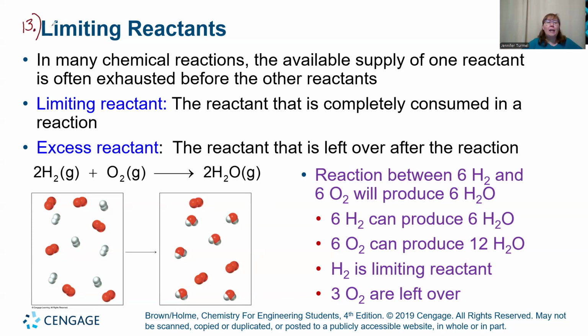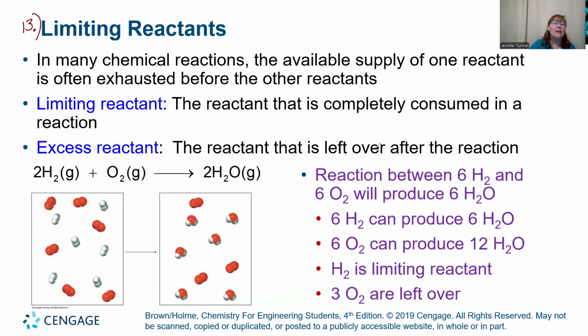Okay. So in the past, I would note that we have a certain amount of one reactant and the other one is in excess. The limiting reactant is the reactant that is completely consumed in a chemical reaction, and the excess reactant is the reactant that is left over after a reaction. So let's take a look at this.